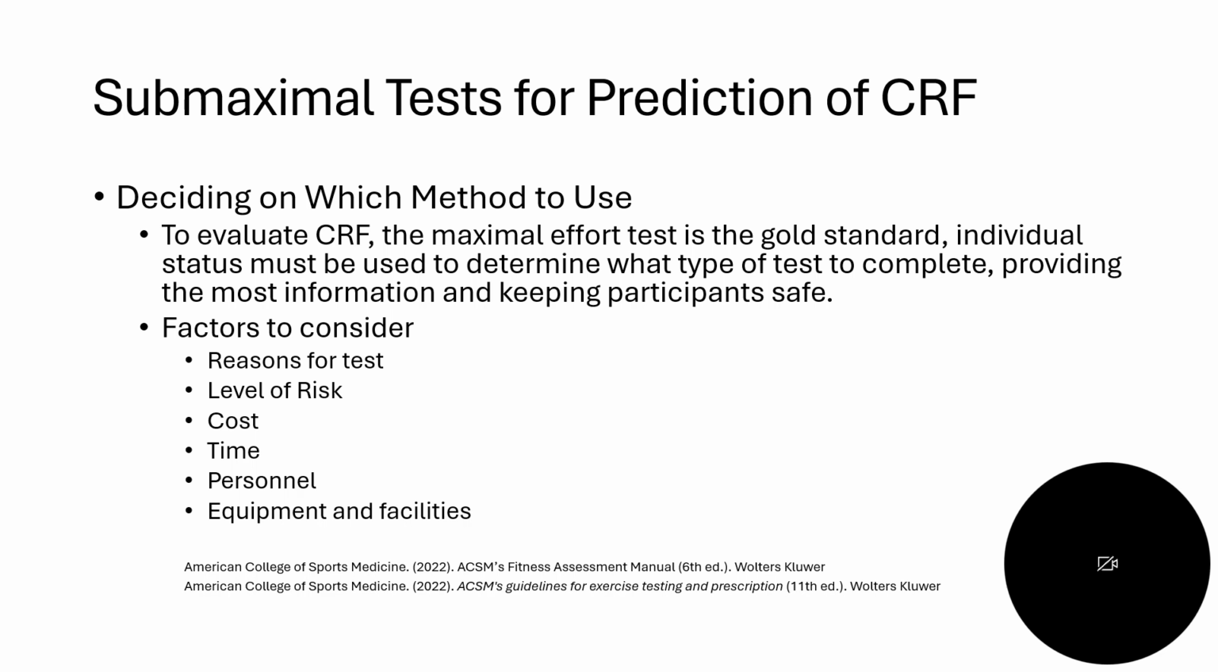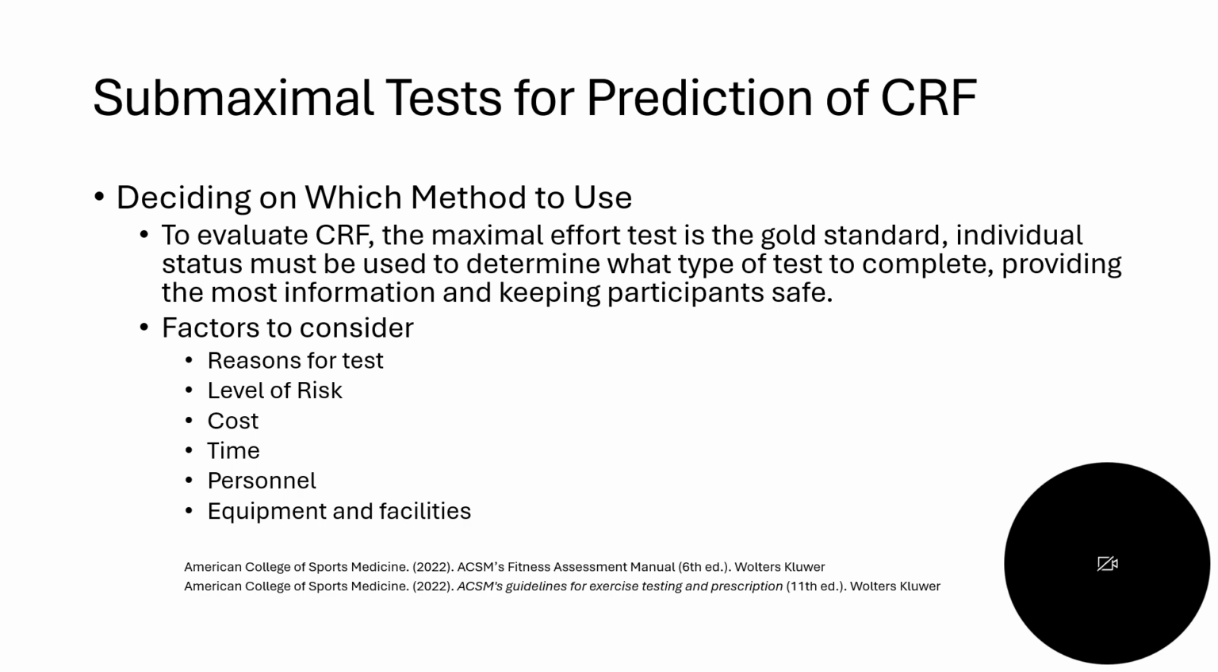Submaximal exercise testing is one that requires the participant to perform a fixed amount of work per unit of time. And in many cases, these tests require multiple stages or levels. The key distinguishing feature of these tests is that they limit the participant's effort to less than maximal exertion. There are several protocols that may be used to conduct submaximal exercise tests to predict CRF using various testing modalities, from the bench step to the cycle ergometer to the treadmill.